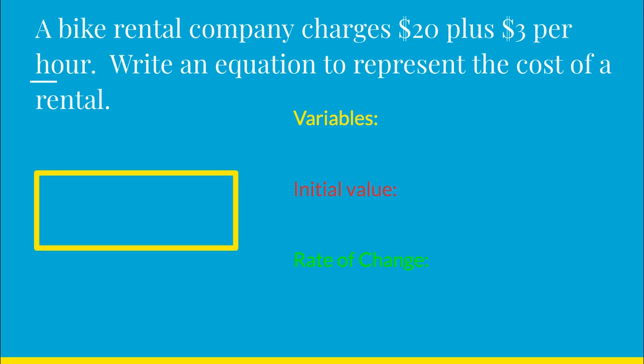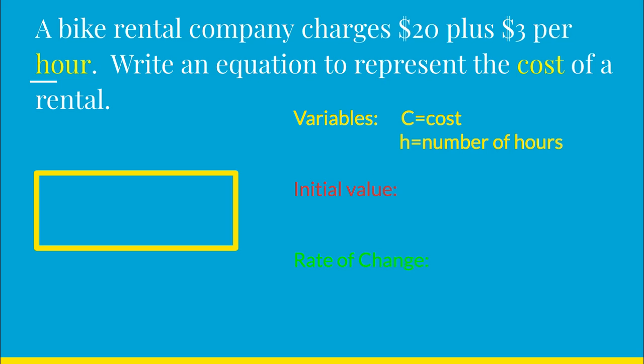So let's look at a new example and see if we can do this one without a table of values. A bike rental company charges $20 plus $3 per hour. Write an equation to represent the cost of the rental. So because we're not doing a table of values, we do want to start off by identifying our variables. What are the two letters we're going to be using? They're asking us to find the cost of the rental. So one of our variables is going to be C for cost. And the cost depends on the number of hours. So the number of hours is our second variable. So we're going to use H to represent the number of hours.